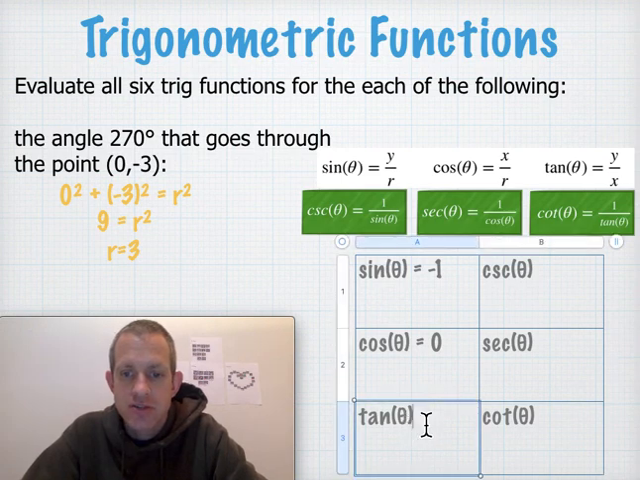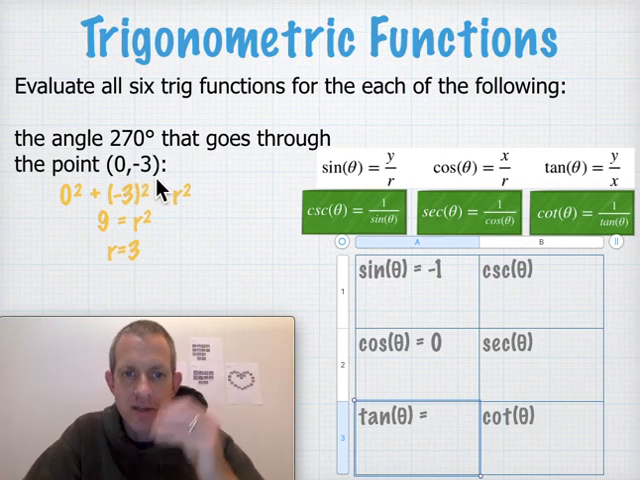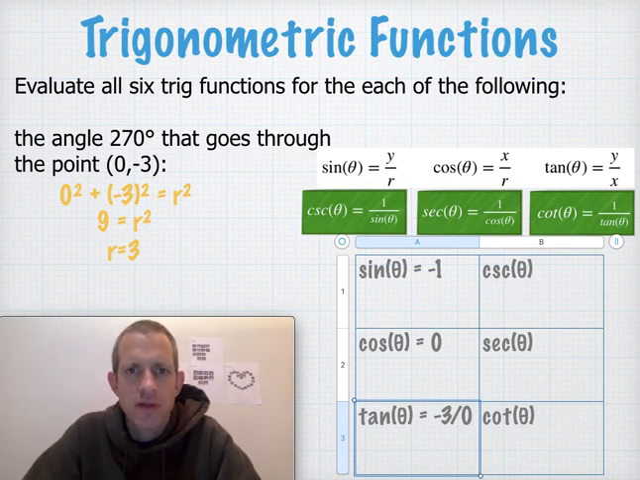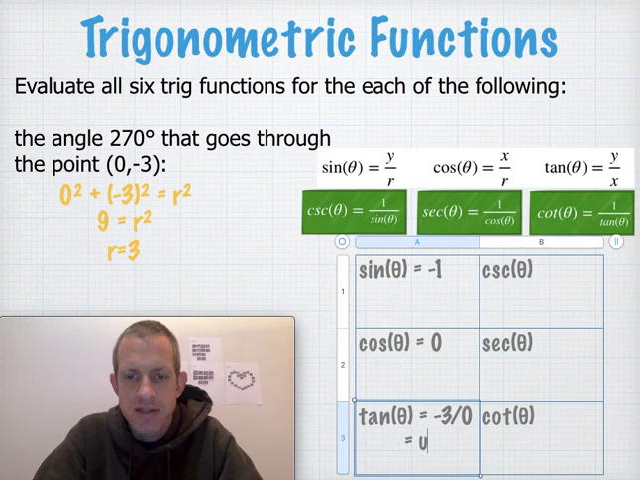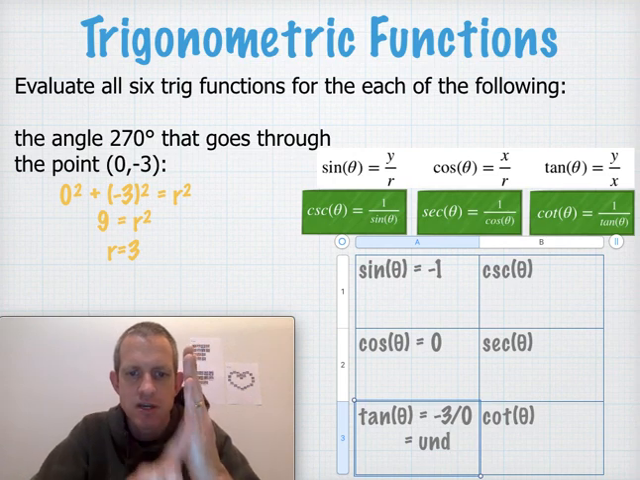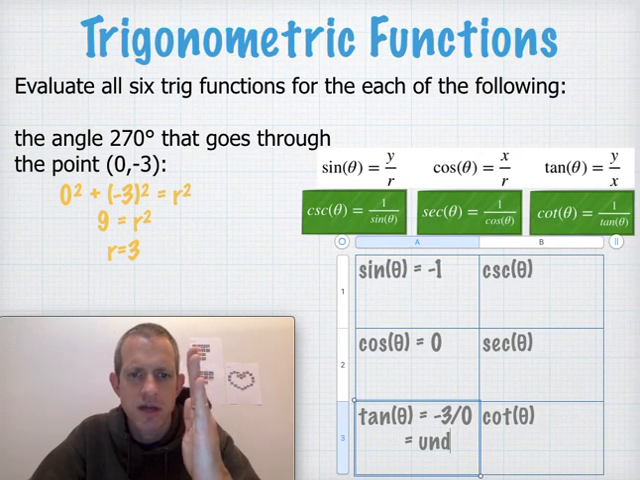Tangent is kind of an interesting one. Tangent is the y-coordinate divided by the x-coordinate, and so that would be -3 divided by 0. Now, I think you've probably heard before that you can't divide something by 0, and so -3 divided by 0 is undefined. And I think that actually makes a little bit of sense to me when you think about tangents as slopes and you think about 270 degrees. 270 degrees, the ray is exactly up and down. And I hope that your algebra teacher has taught you that slopes of vertical lines are undefined.